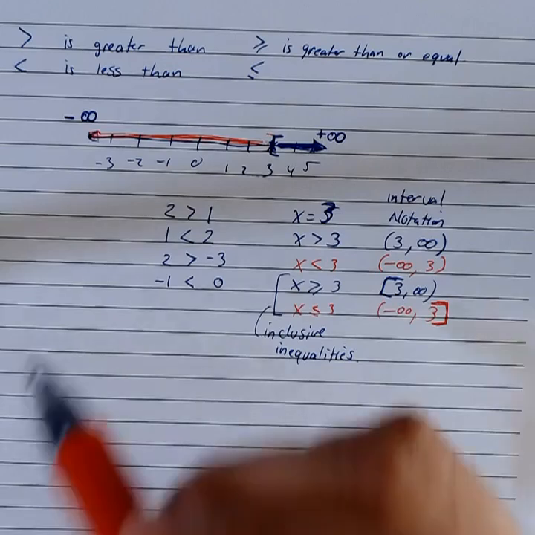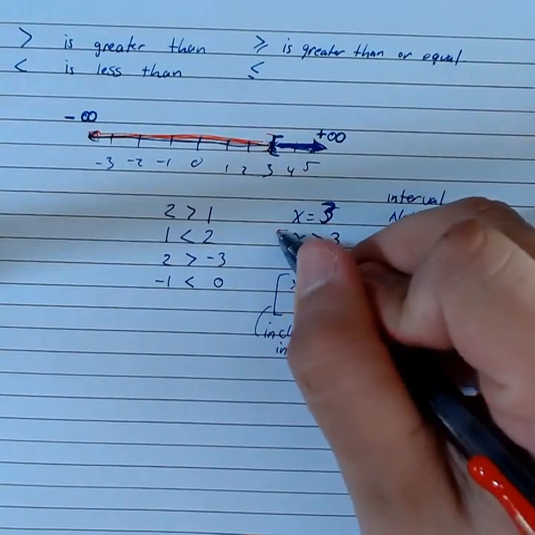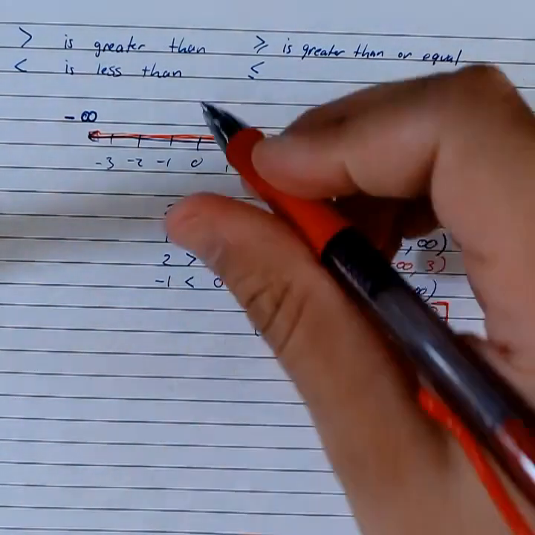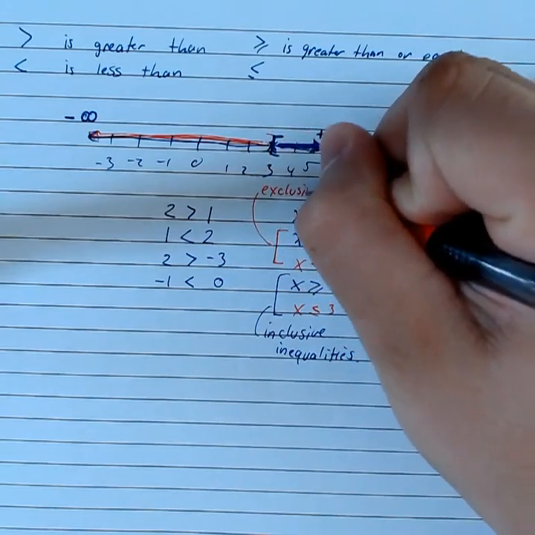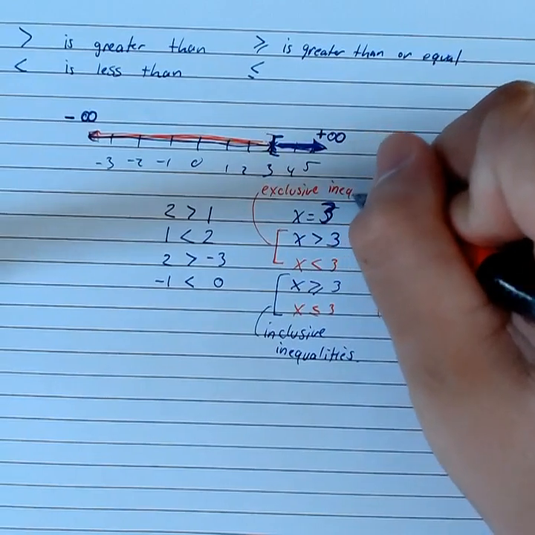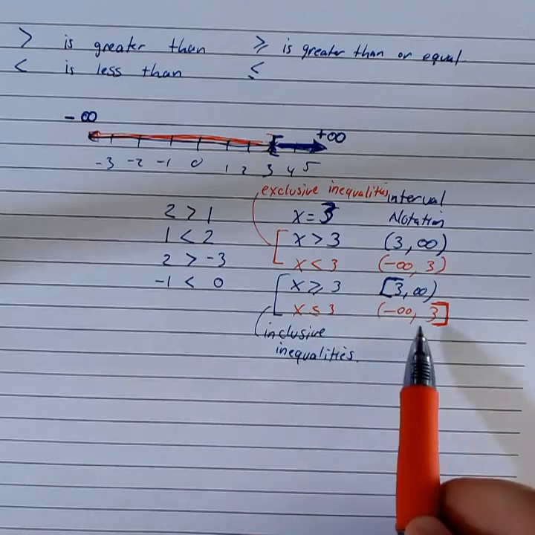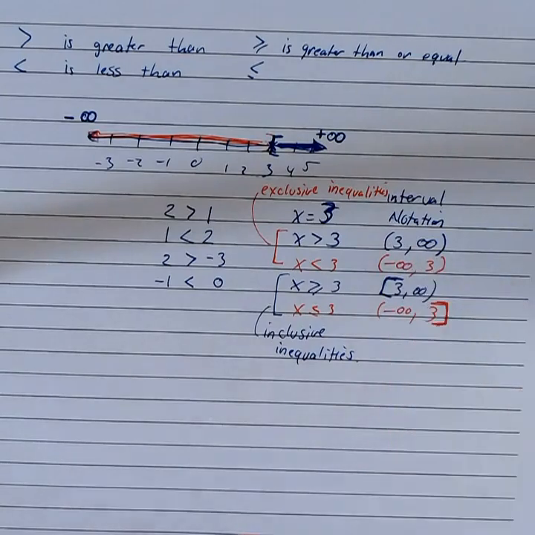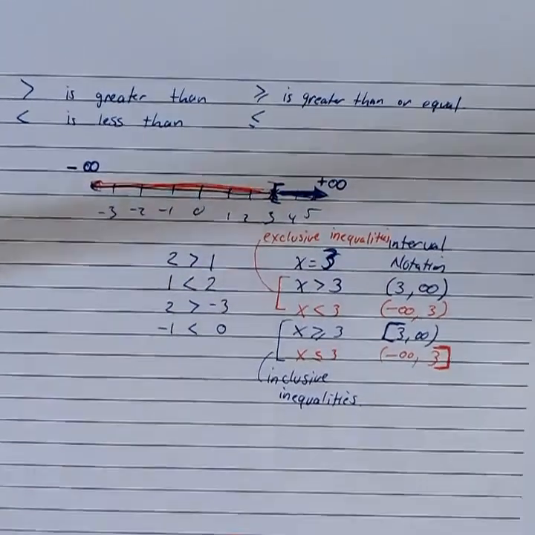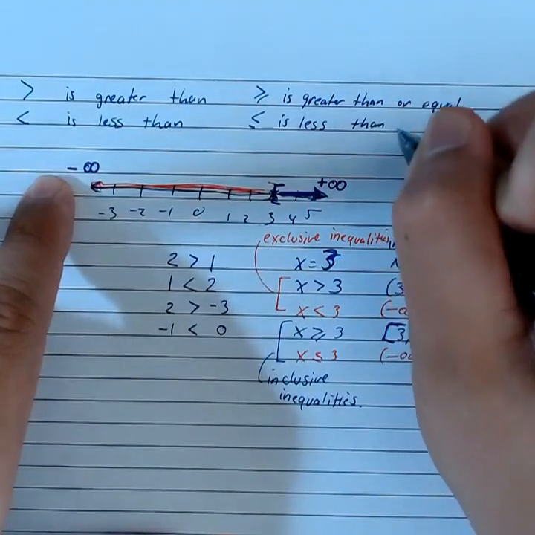Over here, you're excluding the endpoints. You're excluding the number 3, so it doesn't take any imagination to realize these are called exclusive inequalities. They're exclusive because you're excluding something. Whenever you include a number, you're going to use a square bracket. And when you exclude, the parenthesis shows you that you go up to that number, but you don't include it. You exclude it. Over here, this one is less than or equal.